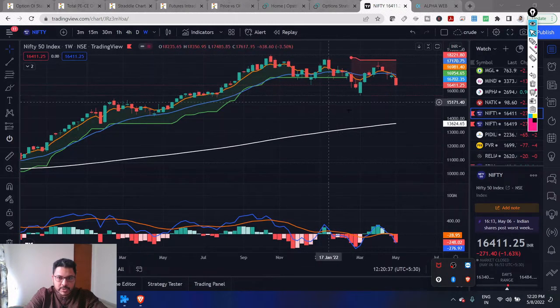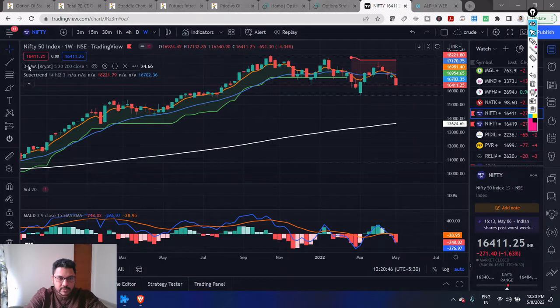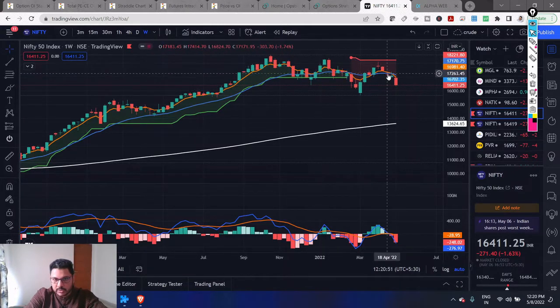So what is the current trend on the weekly time frame? It is definitely bearish. The price is below its moving averages, which in our setup are 5, 20 and 200. This yellow line is a 5 period moving average, this is a 20 period moving average, and this is a 200 period moving average. And for Supertrend, I use 14 and 3.